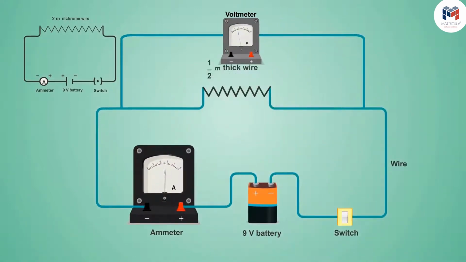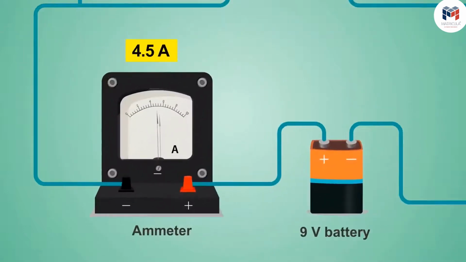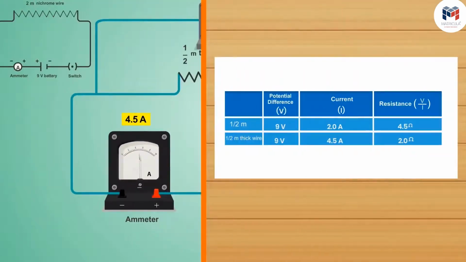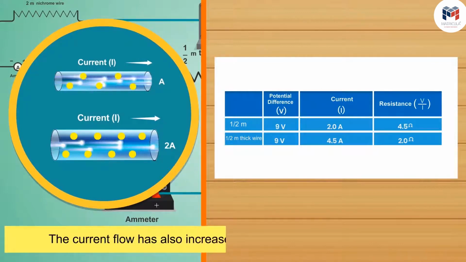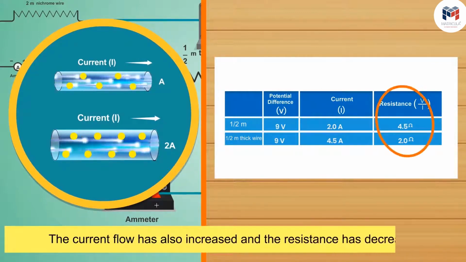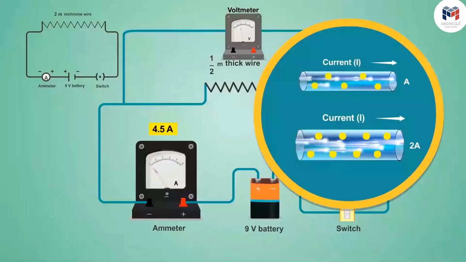In the second case, we put a thick wire and compare the reading of the ammeter with the previous case. We saw that there is an increase in the value of the ammeter. If you look closely, you will know that as the thickness of the wire is increased, the current flow has also increased and the resistance has decreased. In other words, the thicker the wire is, the more cross-sectional area the wire has. We can conclude this from the activity.